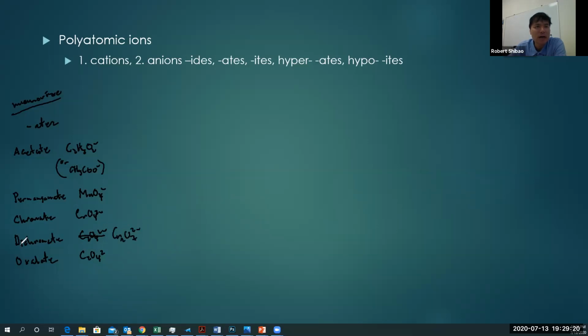Cr2O7 2-. Now di usually means two, so it sounds like we have two chromates. And in fact, we do have two chromates. But the way they link up is that it doesn't like to form oxygen-oxygen bonds. Oxygen-oxygen bonds aren't that stable. So let's take a look at chromate, and then try to visualize two of the chromates coming together. Let's take a look at that here.